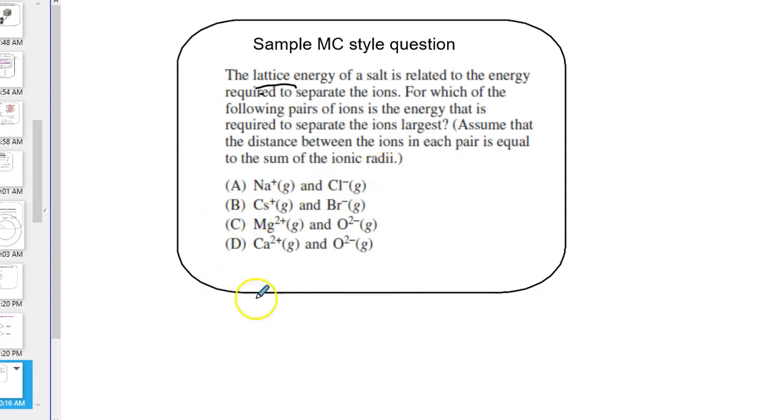Okay, so we're going with smaller ions, so we can get rid of A, get rid of B. Which of these is the smallest? Well, they're both the same charge, so I go with the smallest atom here. So the answer is going to be magnesium, because magnesium is smaller than calcium.